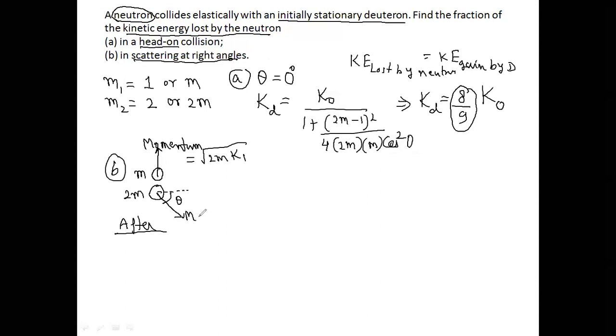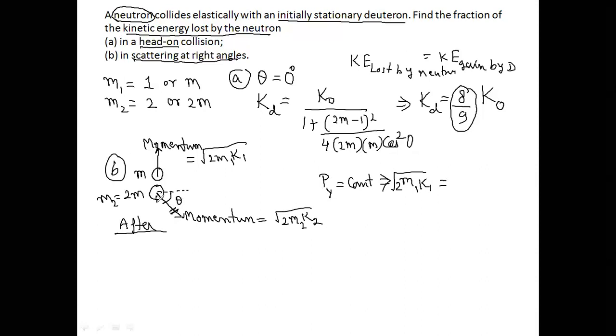Similarly, this momentum can be written as the square root of 2 m2 k2. M2 will be 2m, this is my m2, which is 2m, and this is m1, m1 equals m. So square root of 2 m2 k2. Since momentum in y direction is conserved, this momentum, square root of 2 m1 k1, should be equal to the y component of this momentum.